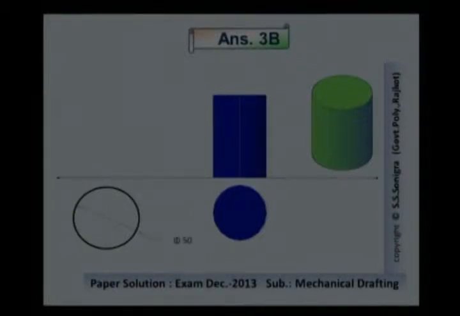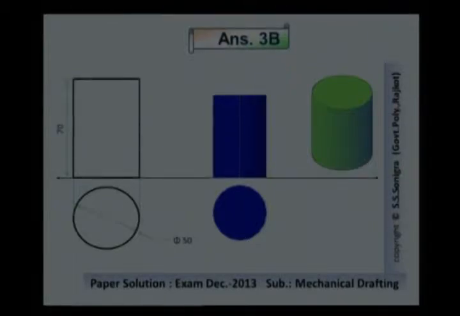insert the dimension diameter 50 mm, then draw projection lines from the ends, and then draw a rectangle having height equal to 70 mm, which is given in the data. This is the given data which we are drawing. Height 70 mm, width is equal to 50 mm. This is the axis of the solid, or the center line of the circle, and divide this circle, this top view, into an equal number of parts.